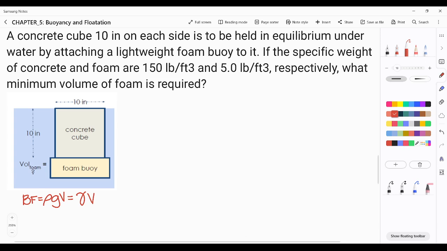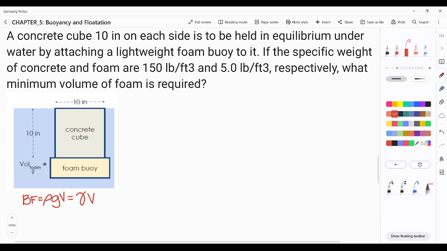Alright, now we have another problem about buoyancy. Basahin muna natin. A concrete cube 10 inches on each side is to be held in equilibrium underwater by attaching a lightweight foam buoy to it. If the specific weight of concrete and foam are 150 pound per cubic feet and 5 pound per cubic feet respectively, what minimum volume of foam is required?